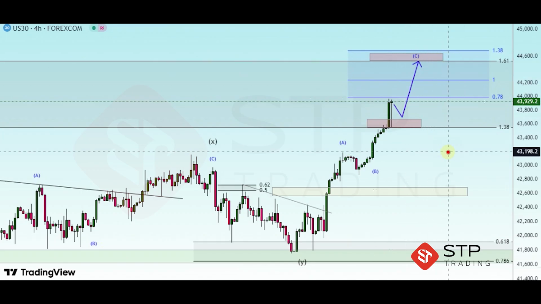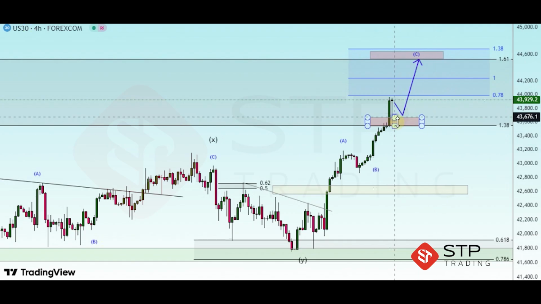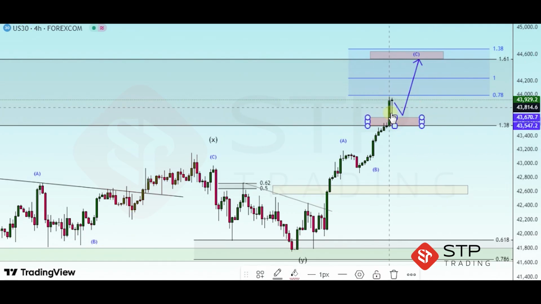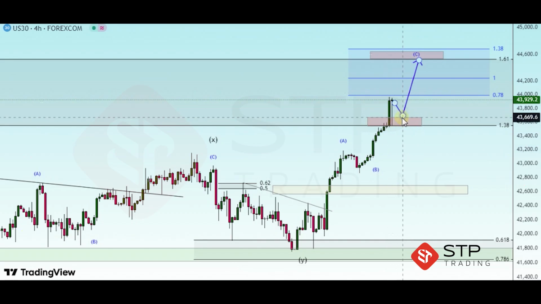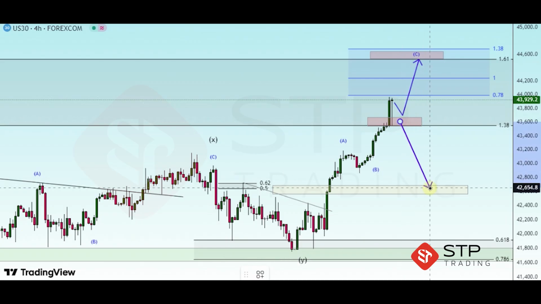resistance zone we identified. If during the recent upward wave, the index breaks below the support area, it would indicate a false breakout in this zone and could trigger a correction down to the support area we marked on the chart. Otherwise, the continuation of the upward trend remains the more likely scenario for this chart.